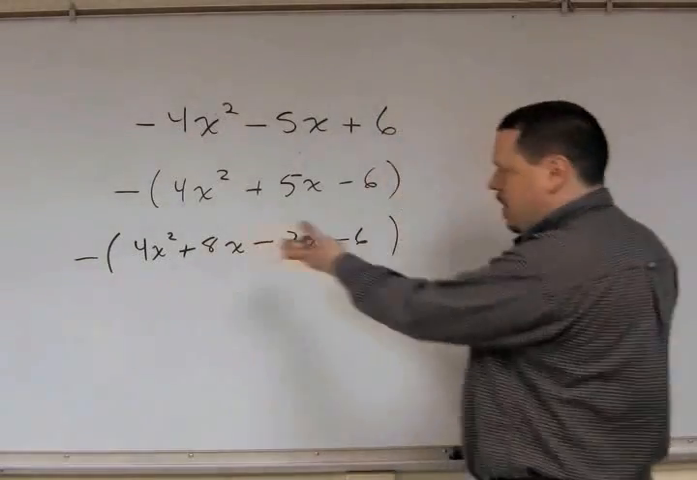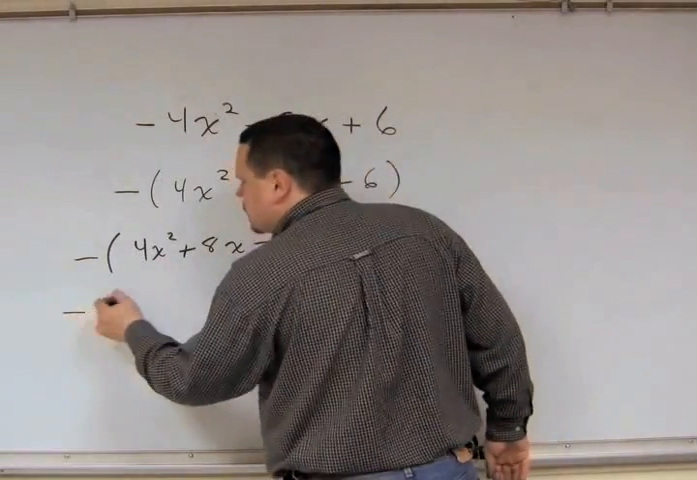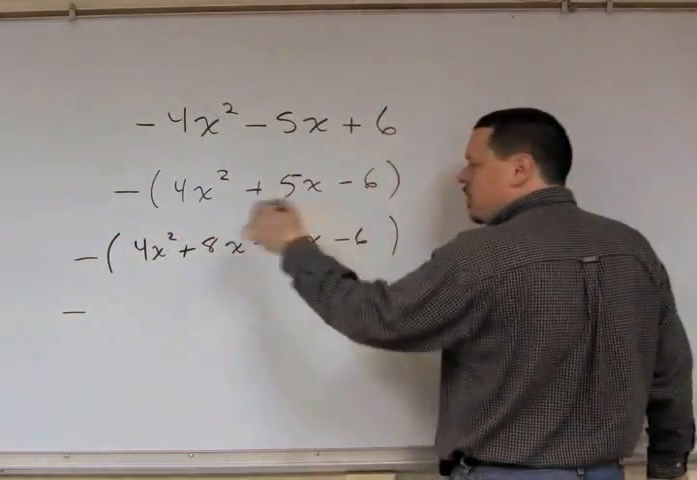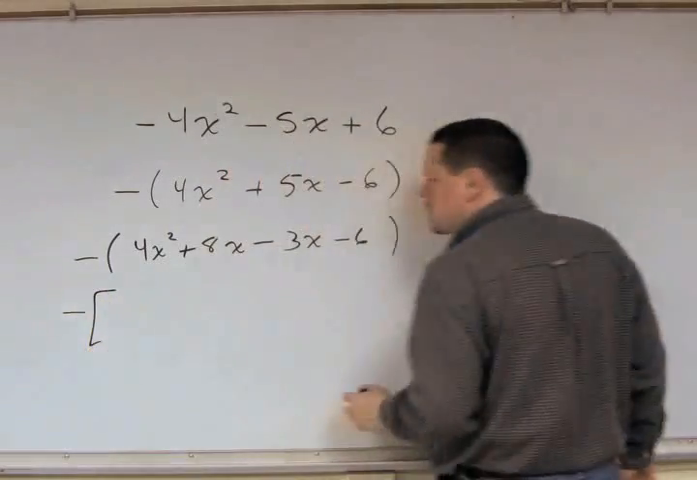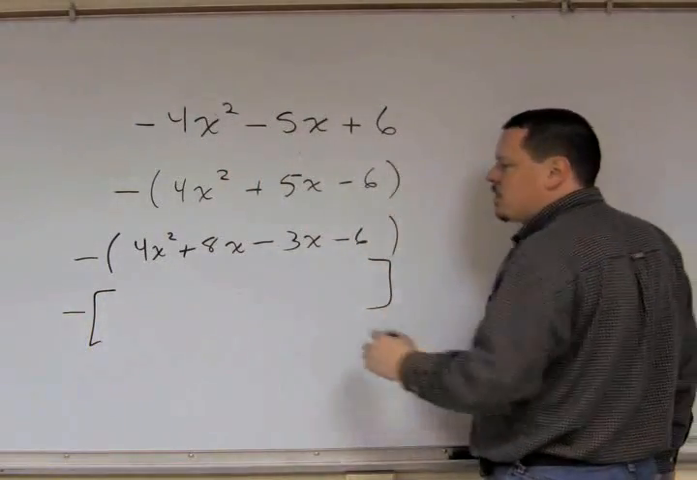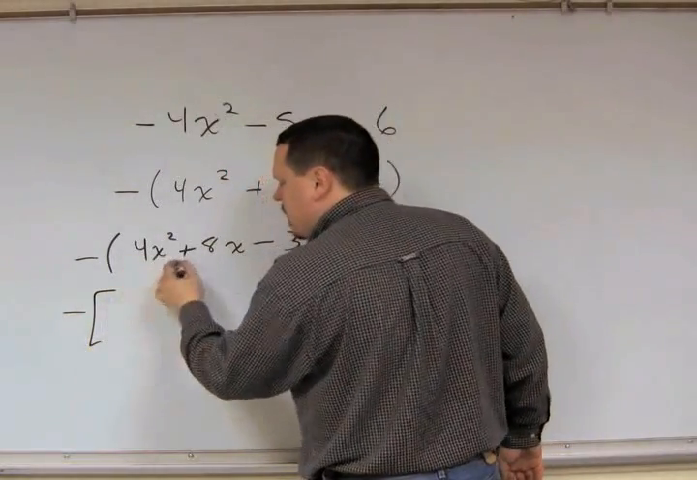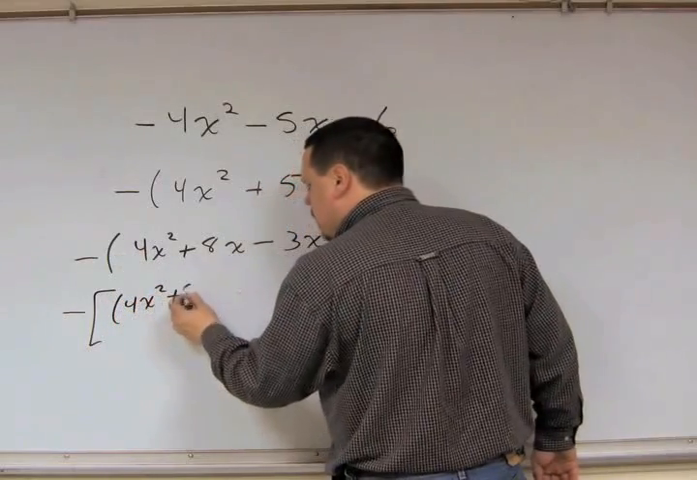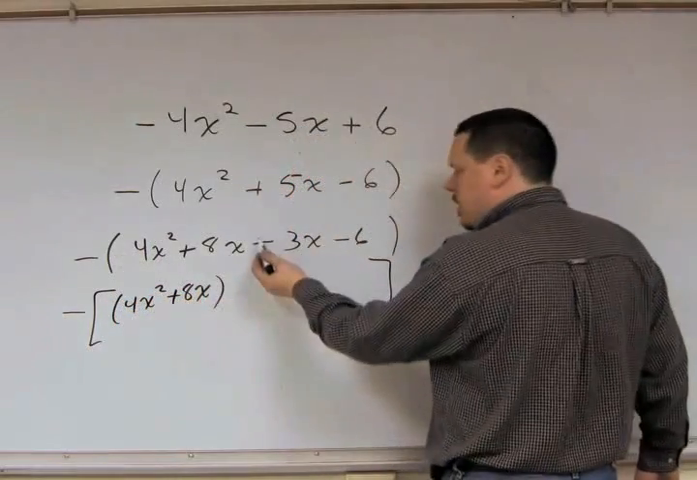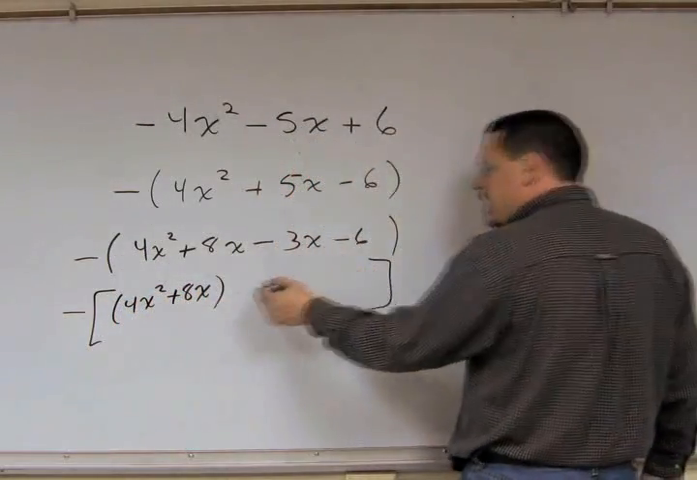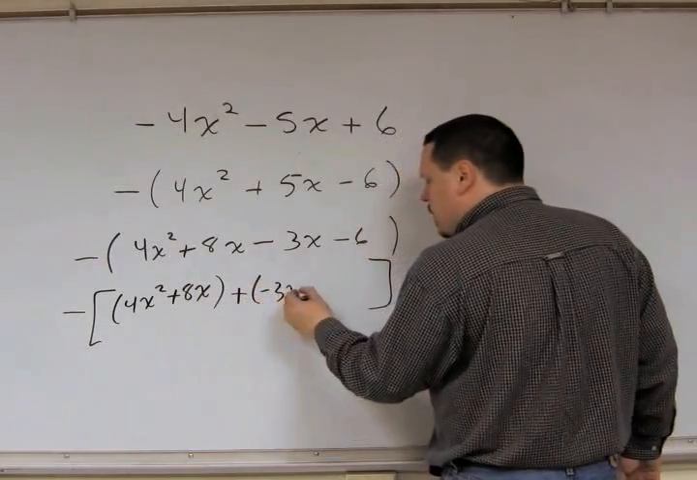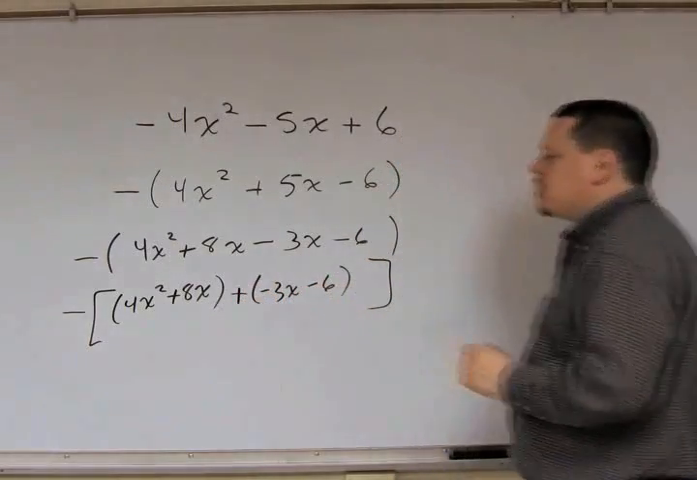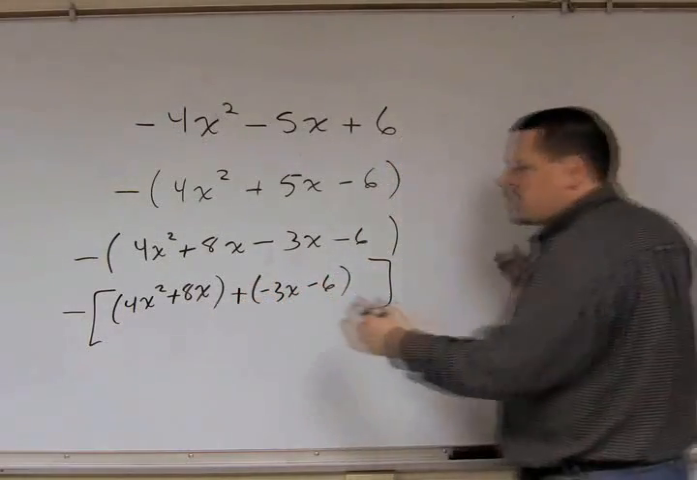So we now factor by grouping, and I'm actually going to change this outer parenthesis into square brackets so we don't get lost in our parentheses. So we have 4x squared plus 8x. Again, you move the negative sign on the inside, minus 3x minus 6. Factor out the GCF.